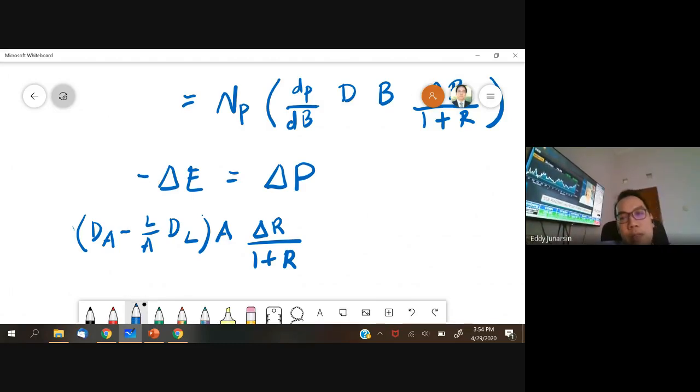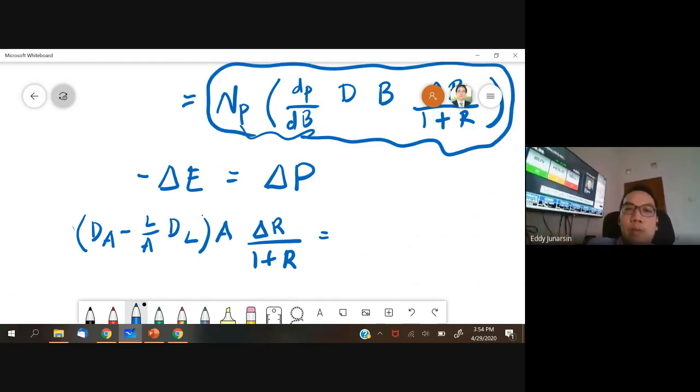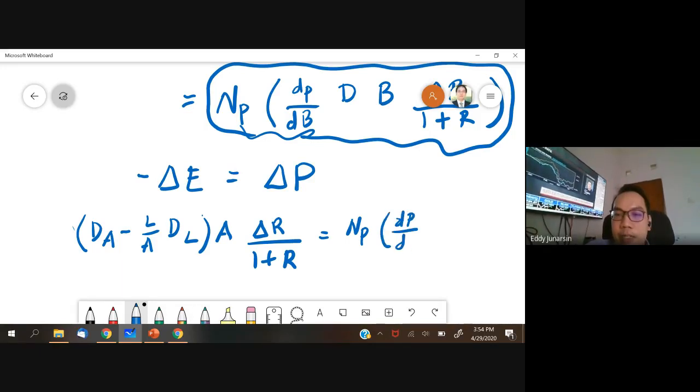Now, again, the decrease in your equity value should be compensated with the increase in this one, right? So this should equal the number of put options to be taken, multiplied by again the delta of the option. dP/dB is the delta of the option, multiplied by the duration of the underlying bond multiplied by the size of the underlying bond.